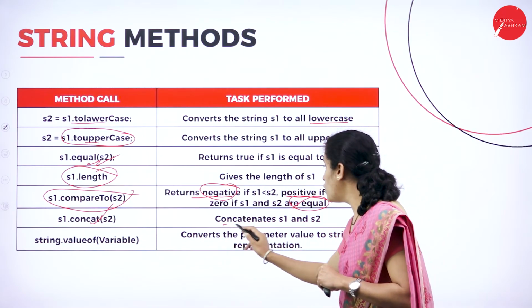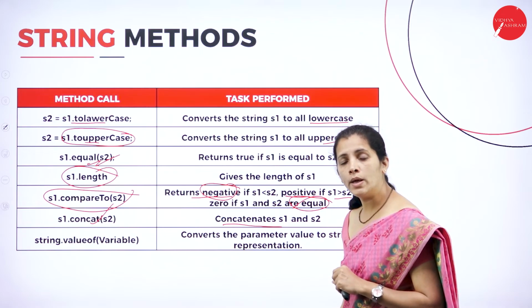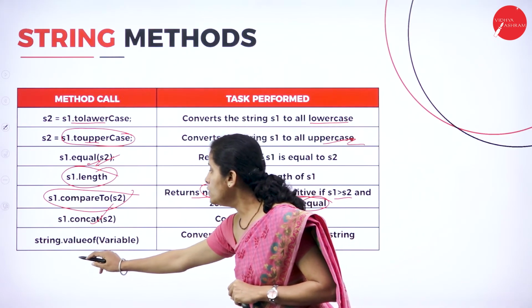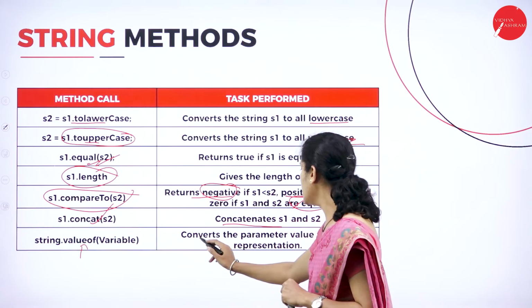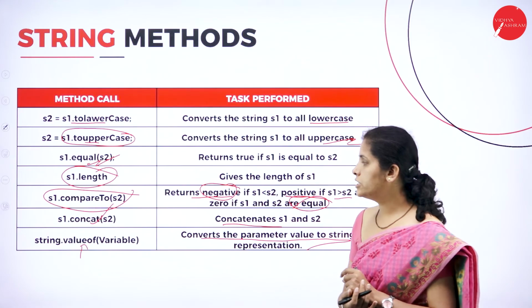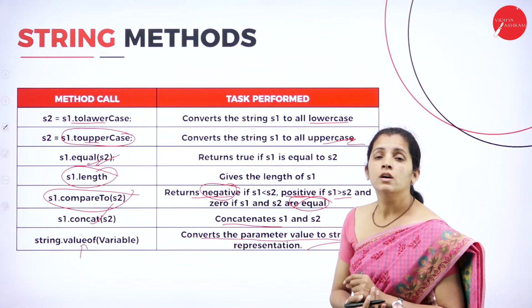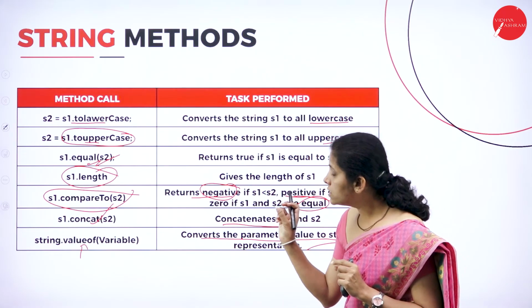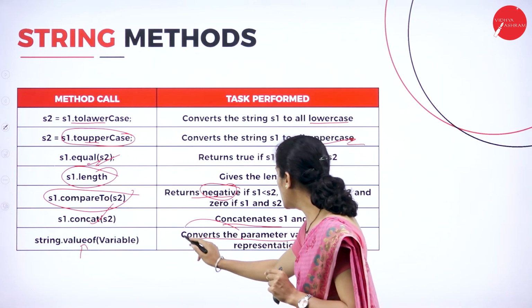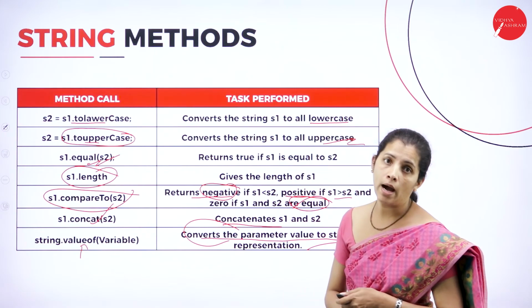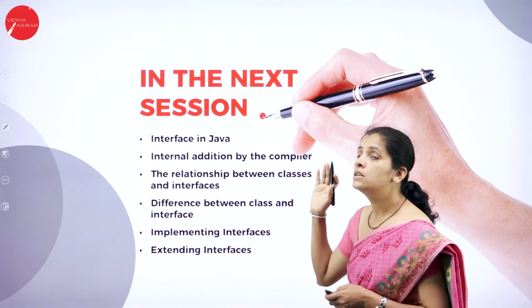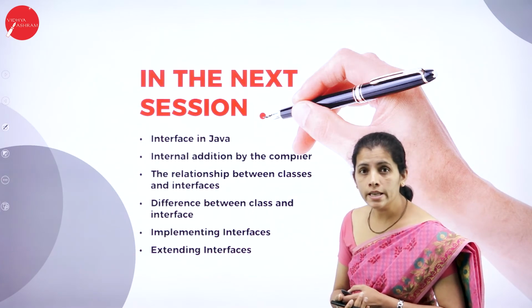And suppose I want to club two strings together, then we have the concat function. So it's going to concatenate string 1 with string 2. And valueOf converts the parameter value to string representation. That means if I use String.valueOf with a variable, then it's going to convert the parameter value to string. These are certain methods supported by string.